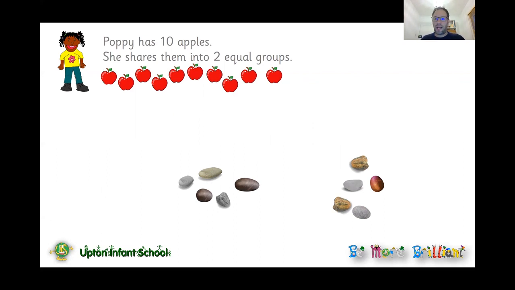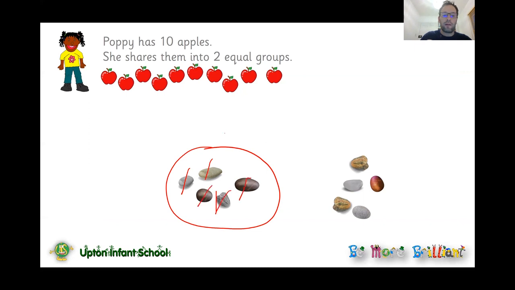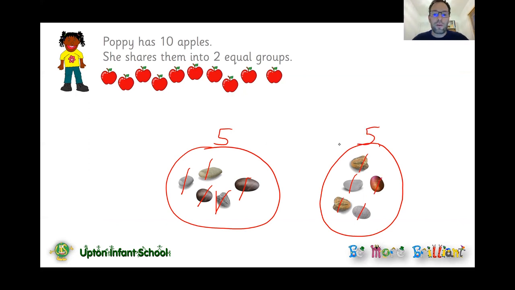Okay, let's just check those 2 groups. So here's my first group. Let's count how many pebbles we've got in that group. 1, 2, 3, 4, 5. I've got 5 pebbles in that group. And in this group, I have got 1, 2, 3, 4, 5. So we've got the same in both groups. We've got equal groups. Have you got equal groups at home? I do hope so. Hopefully you've got 5 in each group.